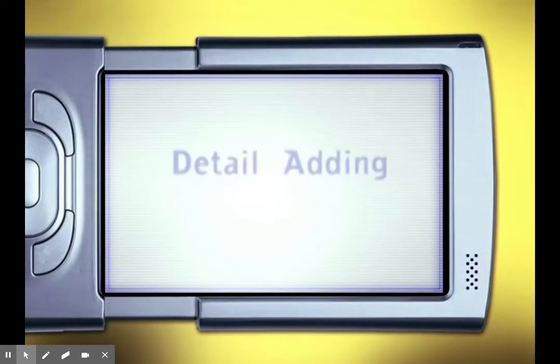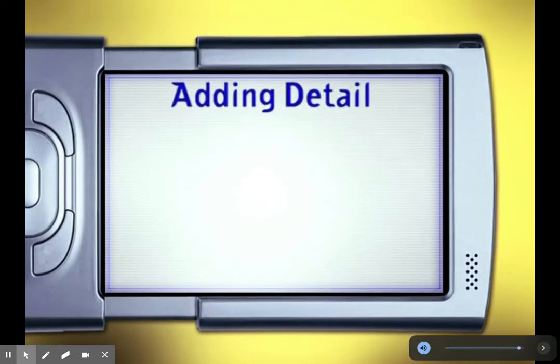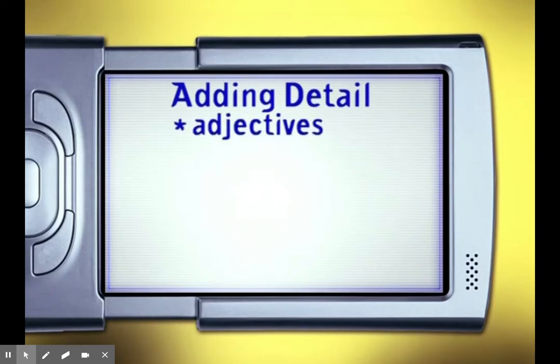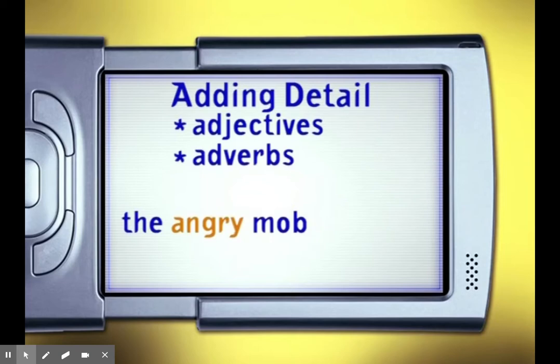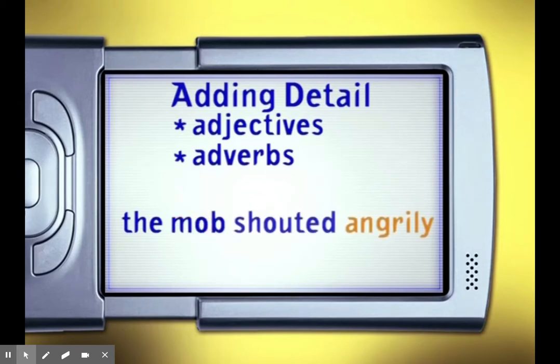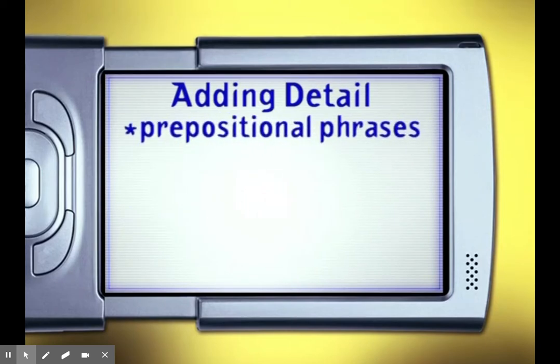When we think of adding detail to our writing, we usually think of adding adjectives and adverbs. For instance, "The angry mob" is more detailed than "the mob." "The mob shouted angrily" is more detailed than "the mob shouted." You can also add detail to sentences by using prepositional phrases. These phrases actually act like adjectives and adverbs in a sentence.